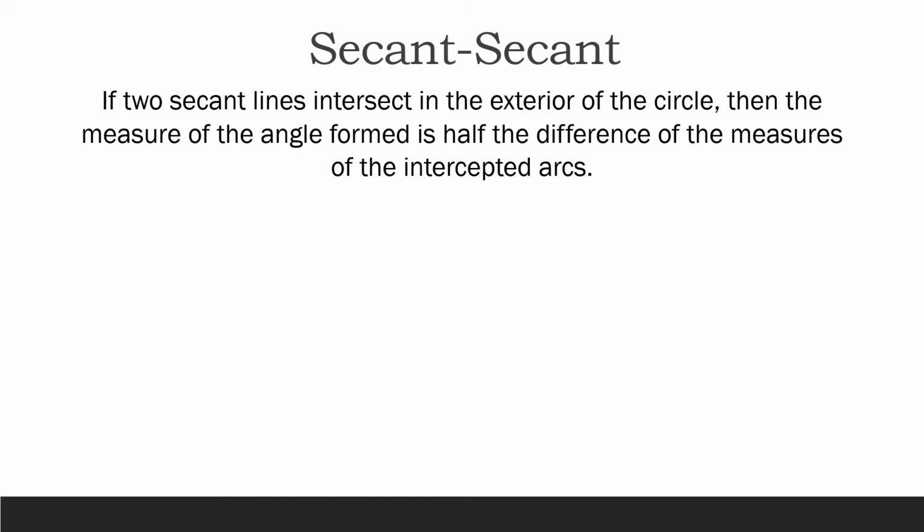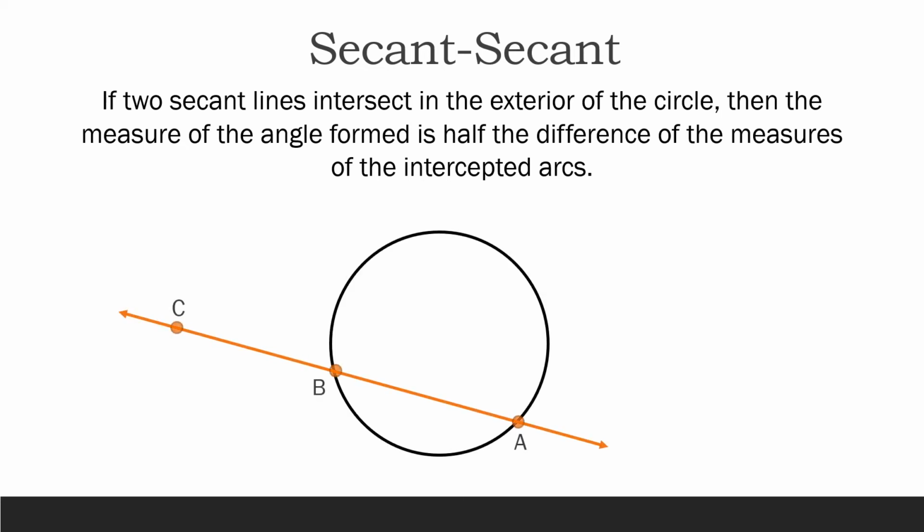The last scenario that we're going to discuss is if we have two secant lines. If two secant lines intersect in the exterior of the circle, then the measure of the angle formed is half the difference of the measures of the intercepted arcs. So we have a secant line AB here, and we have secant line DE, and they continue through the circle because that's what secants are defined as, and they intersect at point C. So we have this angle, angle 1 here, that's being formed.